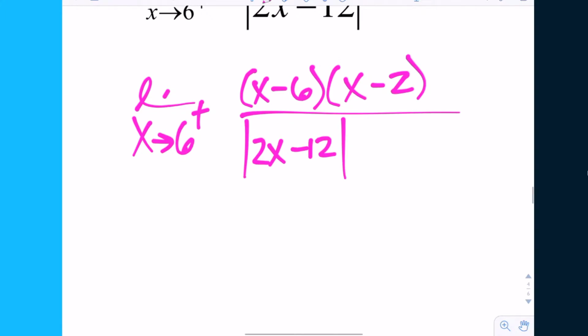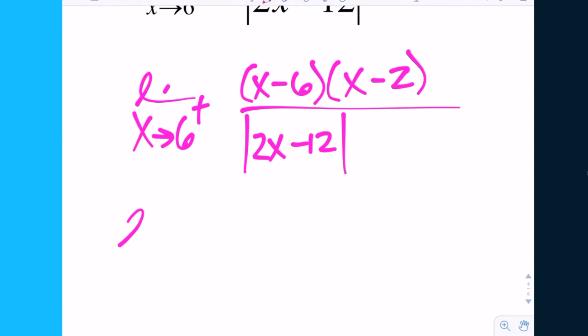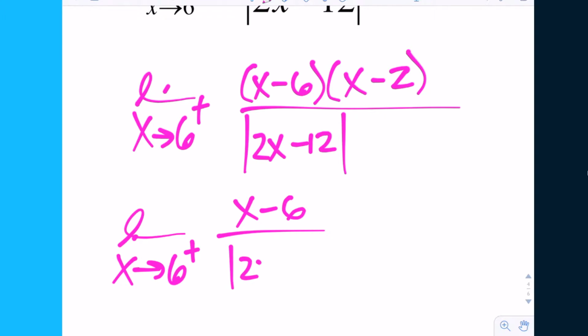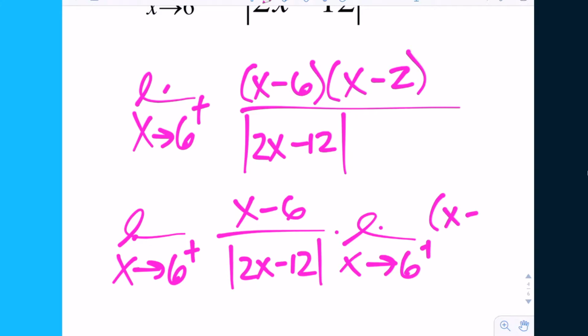So on the next step, which is optional, I'll go ahead and show it. I'm going to take the limit as x goes to 6 from the right of x minus 6 over the absolute value of 2x minus 12 times the limit as x goes to 6 from the right of x minus 2. So I'm just physically giving each of them their own limit just so I can visually see it as like 2 separate problems. As we saw in the warm-up, though, you don't have to physically separate it as long as you're plugging in the right values into the correct things.